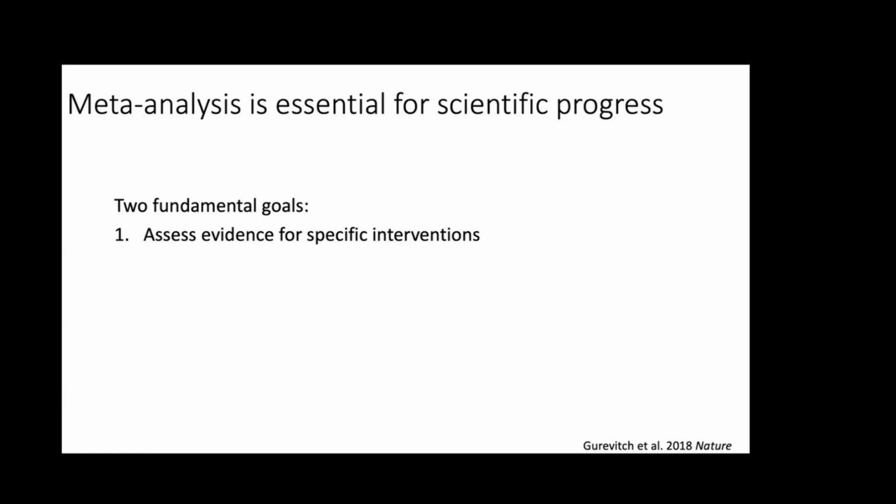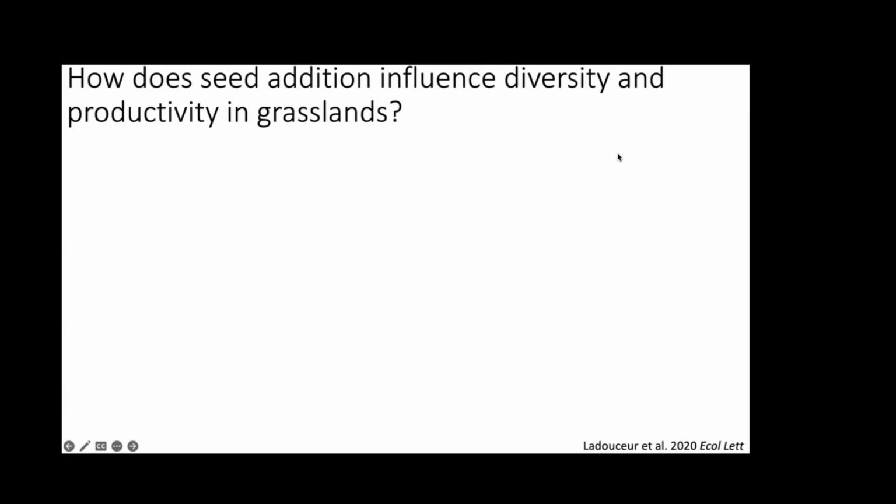In my work, the example that I want to give was led by a postdoc in the group that I'm in at iDiv named Emma Ladekasser. And she really wanted to know about whether or not a particular intervention, in this case, the addition of seeds, influenced diversity and productivity. Okay, so this is an example from grasslands where experimentalists were putting additional seeds.